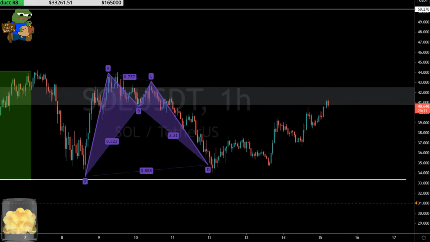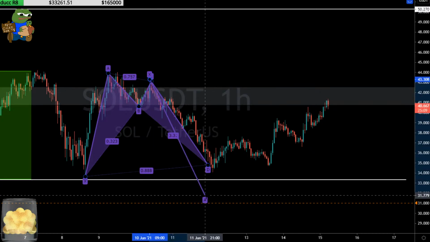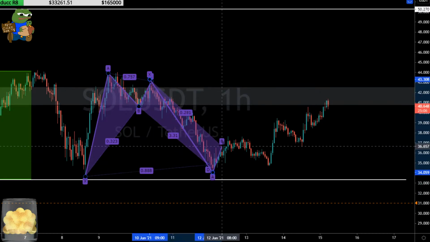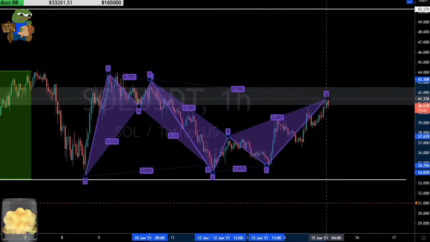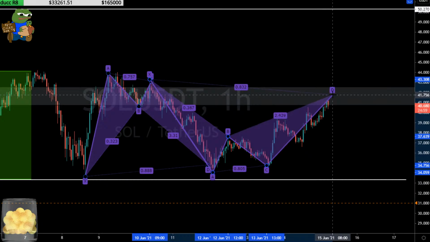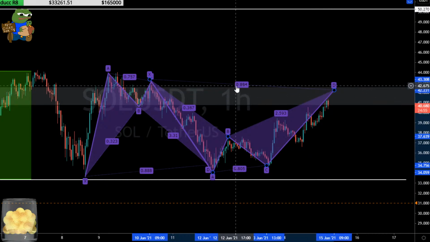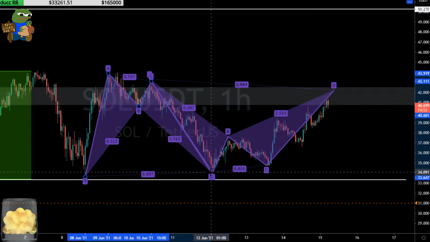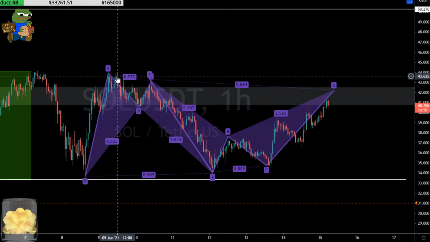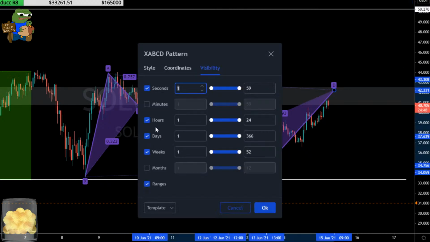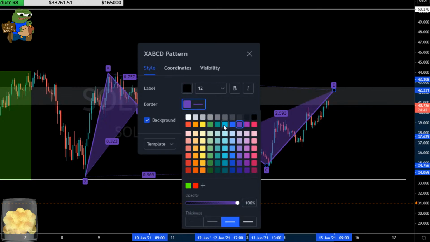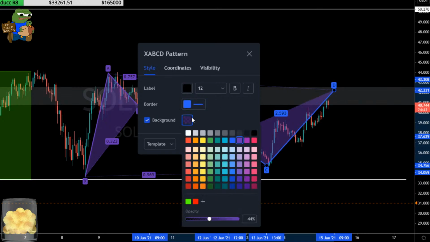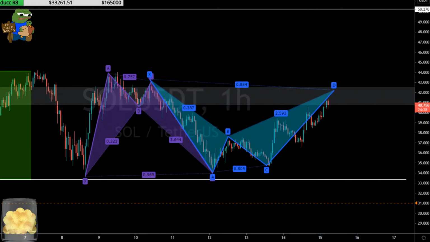This is lower time frame, of course, but X, A, B, C, D, we'd be looking 886. 886 is going to put us right at the top of this bearish bat. It's basically saying one more little pump and then dump it. So back-to-back bat harmonics, one being a bullish into a bearish. So let's see what happens there.